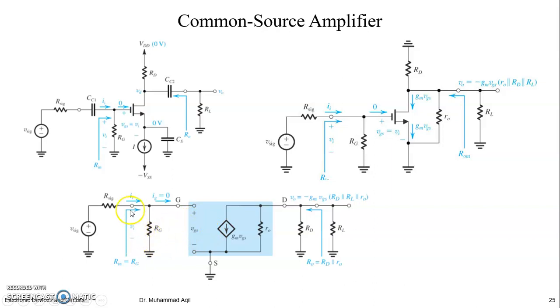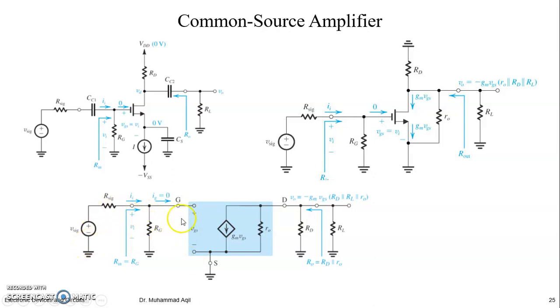So it means V in will be appearing across this one. V in would be equal to Rg divided by Rg plus R signal, into V signal. Remember, this is the V in, right? How about V out? Because this V in is nothing but VGS, it's the same, right? So you can say VGS is equal to V in, which is equal to Rg divided by Rg plus R signal into V signal.